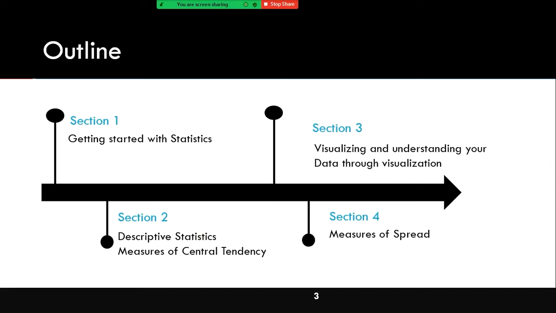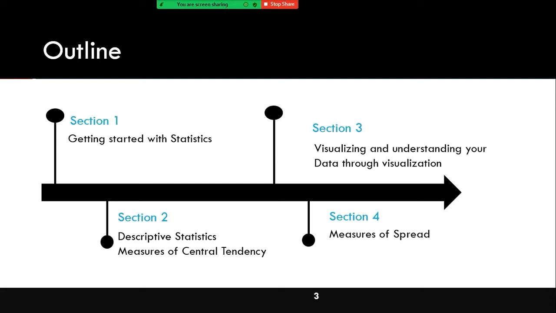Anyway, initially, I will not speed up because I have a mix of people, both technical, non-technical, and non-statistics background people. Hence, initially, the pace will be a bit slow, okay? In section one, we'll get started with introduction to statistics, and we'll help you to understand the branches of statistics and the scales of measurements and so on.